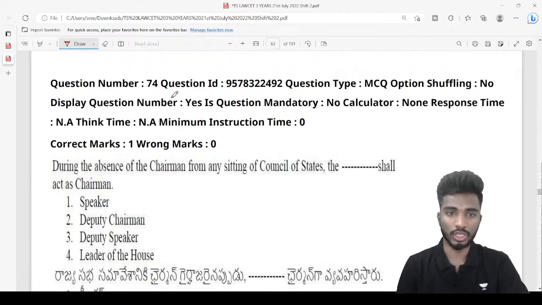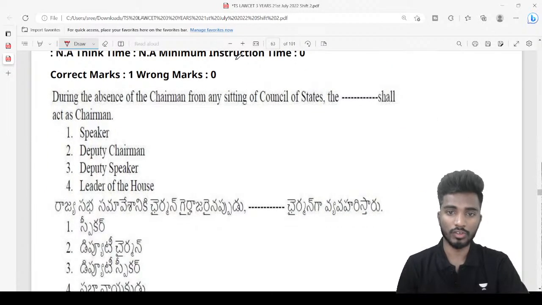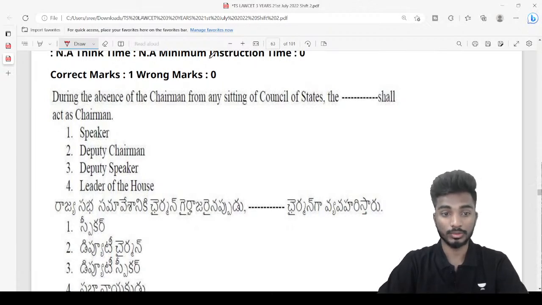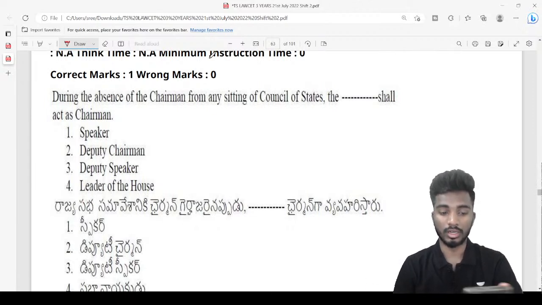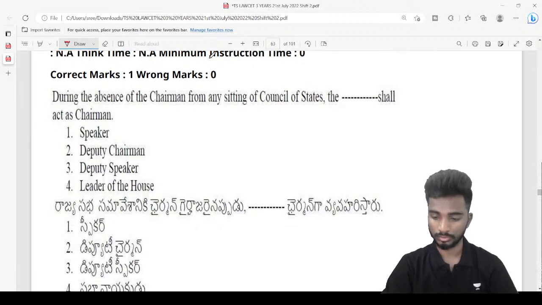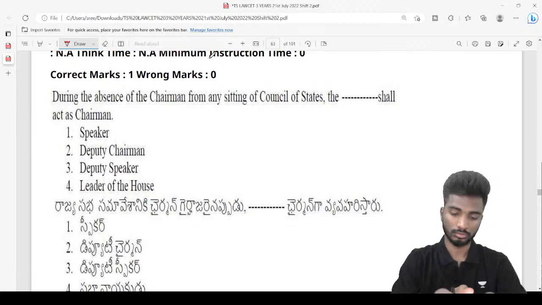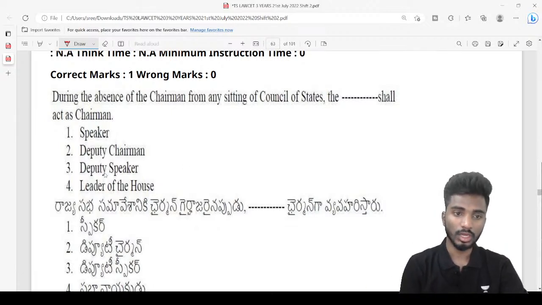During the absence of the chairman from any sitting of the Council of States, the dash shall act as chairman. Oh my gosh. Okay, who acts as chairman when the chairman is absent from a Rajya Sabha sitting? Yes, Alpha, you can ask. Right, so the answer is Deputy Chairman.